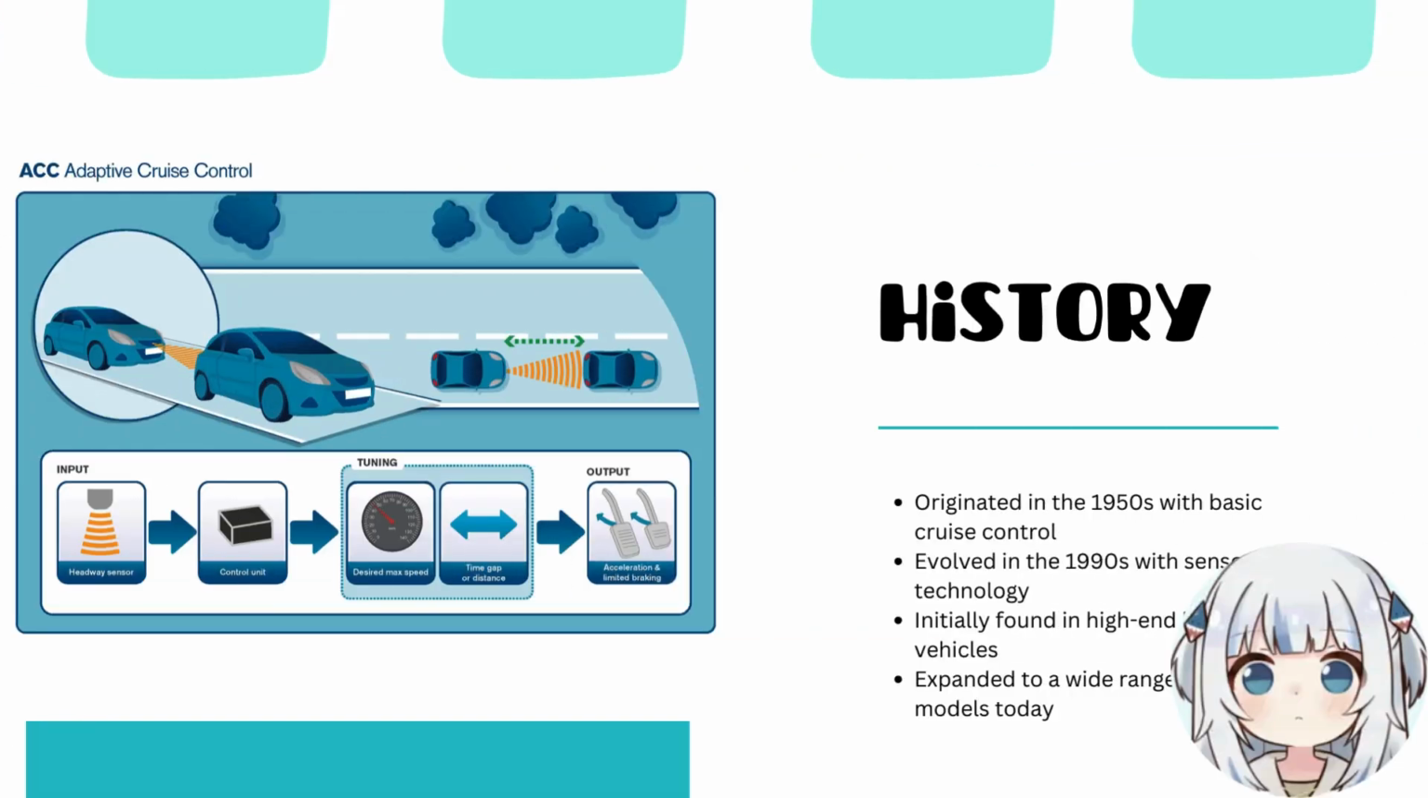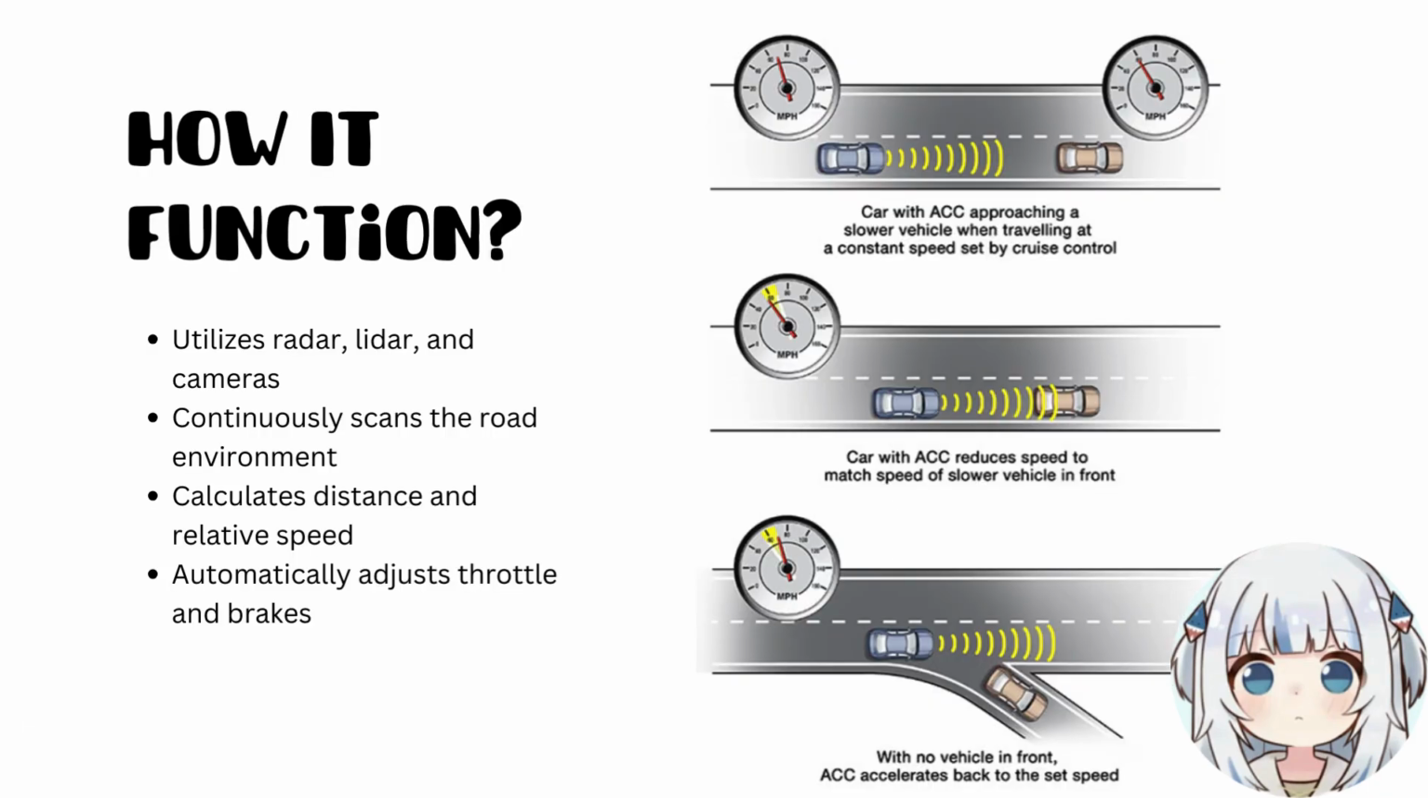The journey of cruise control began in the 1950s, offering drivers a way to maintain a constant speed. With the advancement of sensor technologies in the 1990s, adaptive cruise control was born, initially featured in luxury vehicles, and now is accessible in many car models. Adaptive cruise control employs a combination of radar, lidar, and camera systems to continuously monitor the road. It calculates the distance and speed of vehicles in the same lane, automatically adjusting the throttle and brakes to maintain a safe and comfortable driving experience.